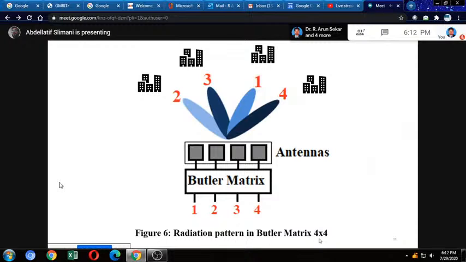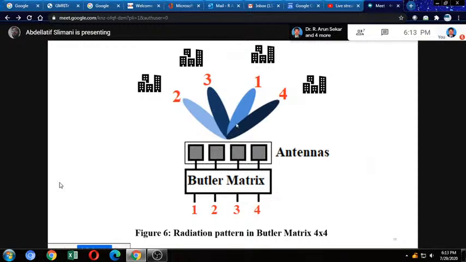Radiation pattern in Butler matrix. We have 4 inputs and 4 outputs connected to antenna elements. Each port is connected to a single antenna element. If I excite the first port, I have a radiation performance, or main beam, toward direction 1. If I excite the second port, I have another radiation toward the desired direction 2. If I excite the third port or the fourth port, I also have radiation toward direction 3 or 4.